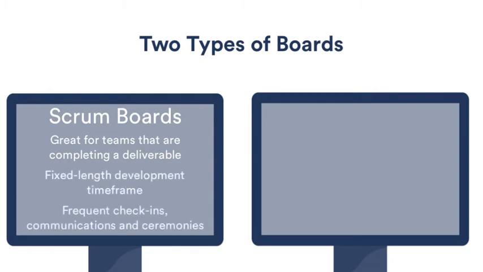The fixed-length development timeframe, frequent check-ins, and team communication, along with ceremonies like the end-of-sprint retrospective, all contribute to the stakeholders knowing how the project's going and to the team continually improving their development process.